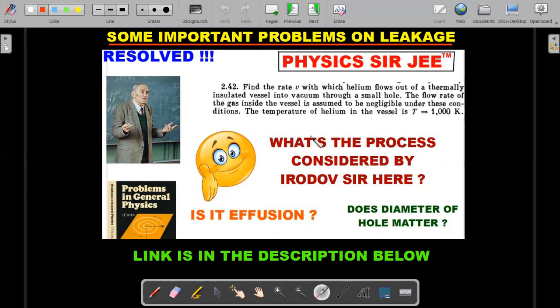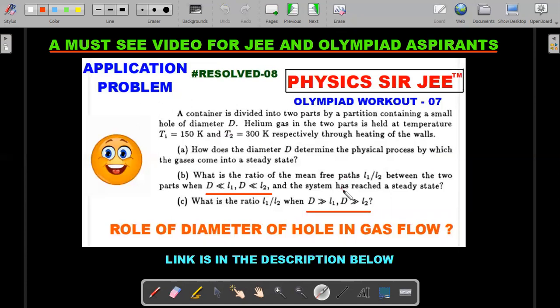As a continuation of this resolved series question, whose link is in the description below, I've made up a practice problem. In this problem, I try to explain what happens if the diameter of the hole is very small compared to the mean free path, and what happens if the diameter of the hole is very large compared to the mean free path. It covers all the questions and concepts that we have done in the last 2 slides.